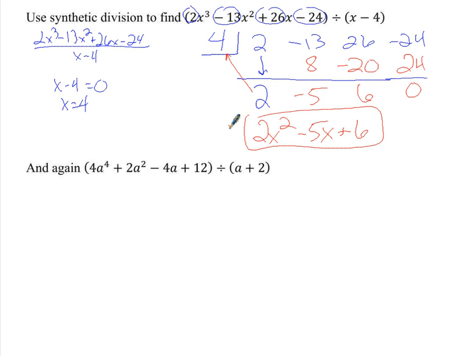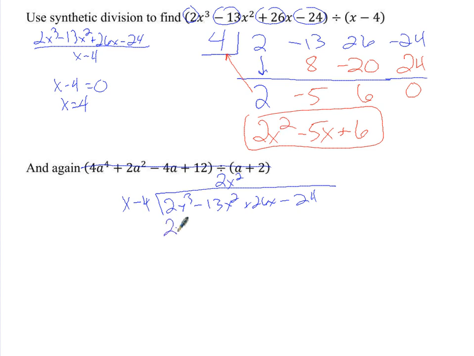Okay. I do want to show you, before we go on, the long division version of this same problem. Just to show you that what we're doing is very, very similar, even though it looks different. So I'm going to have the x minus 4 outside. So I'm not looking at this right now. I have the x minus 4 outside divided into the 2x to the third minus 13x squared plus 26x minus 24. What times x gives me 2x to the third? 2x squared.